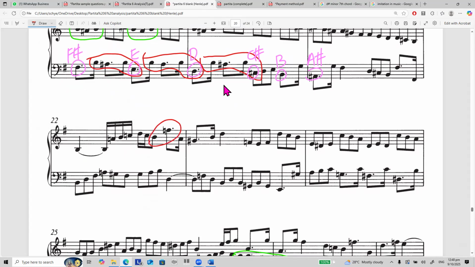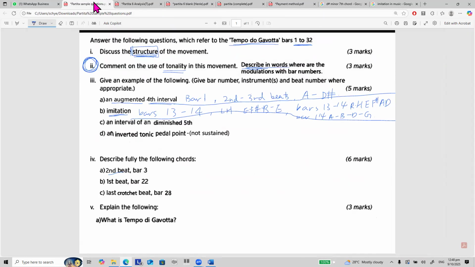Okay, so in B major, the F should have a sharp, F sharp. So B to F, but if the F sharp is lowered a semitone, it becomes a diminished fifth. So this is the diminished fifth interval. And so you write down bar number 22, third and fourth beat. So this is bar 22, third to fourth beat, and it is a B to F natural.